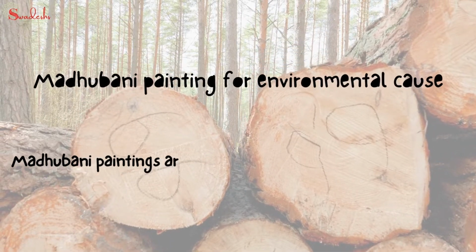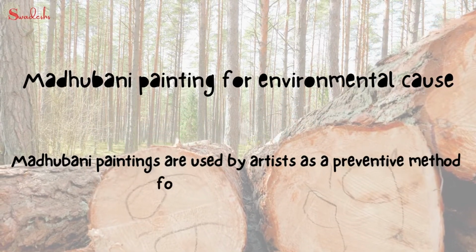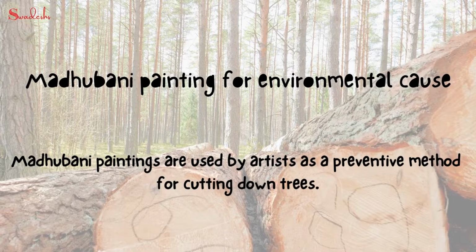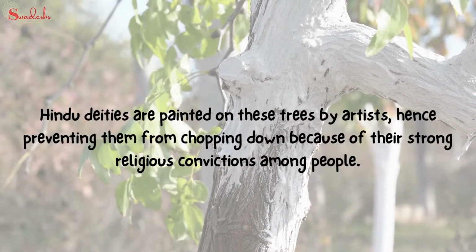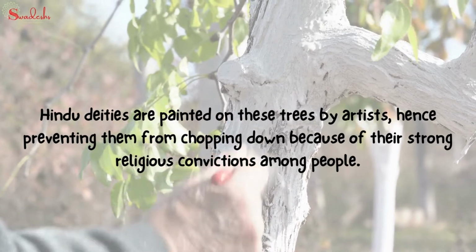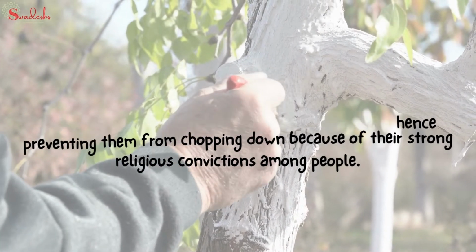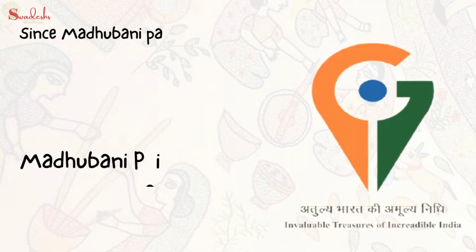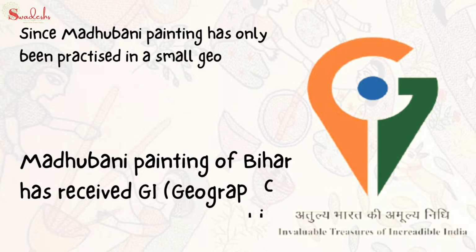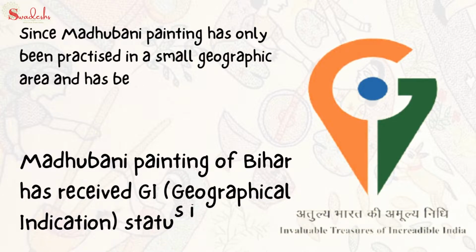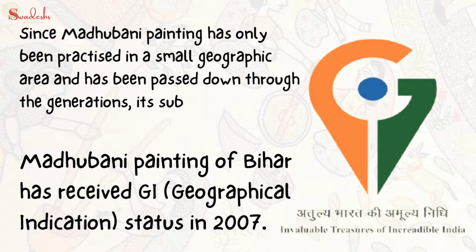Madhubani painting for environmental cause. Madhubani paintings are used by artists as a preventive method against cutting down trees. Hindu deities are painted on these trees by artists, hence preventing them from being chopped down because of people's strong religious convictions. Since Madhubani painting has only been practiced in a small geographic area and has been passed down through the generations, its subject matter and aesthetic have largely not changed.